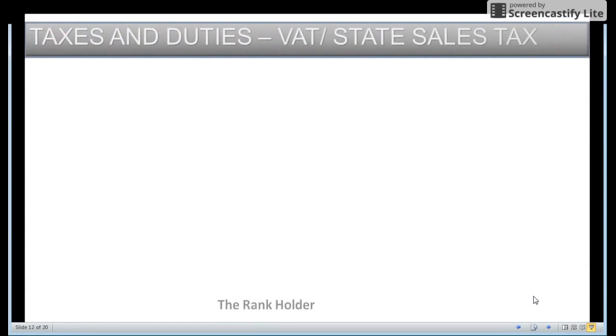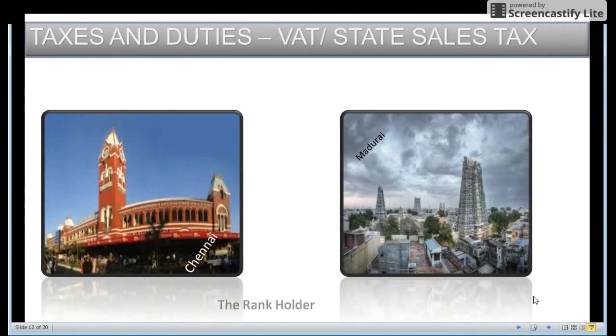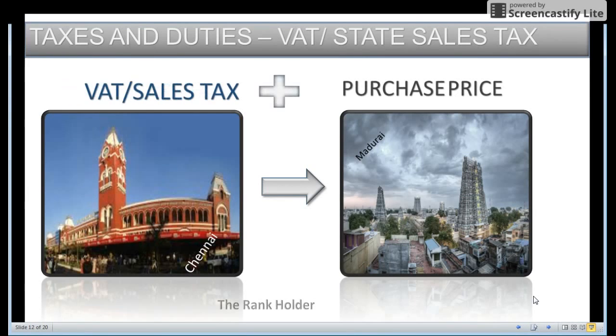VAT or state sales tax. VAT or state sales tax is a tax paid by the buyer to the seller only when the sale is happening within one state. Example, the sale may happen from Chennai to Madurai within the state of Tamil Nadu. It is an amount paid in addition to the purchase price to the seller. Hence, it is added to the purchase price.